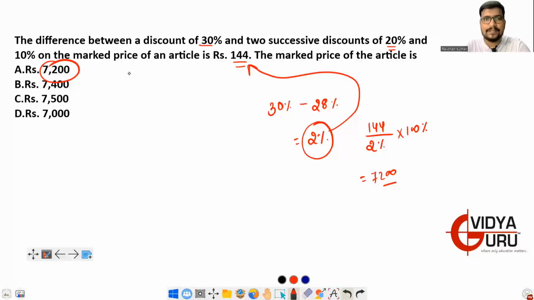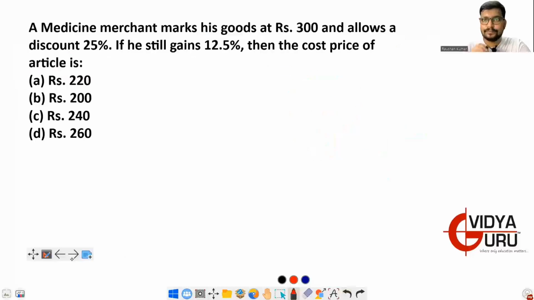I hope you get it. See, the question is saying the difference between a discount of 30% and two successive discounts of 20% and 10%. 20% and 10% means what? You can say 20% and 10% means 28%, and thereafter the difference will be 30 minus 28. So 2%, which should be equal to 144, and thereafter the value. Okay, now we will see the next question.